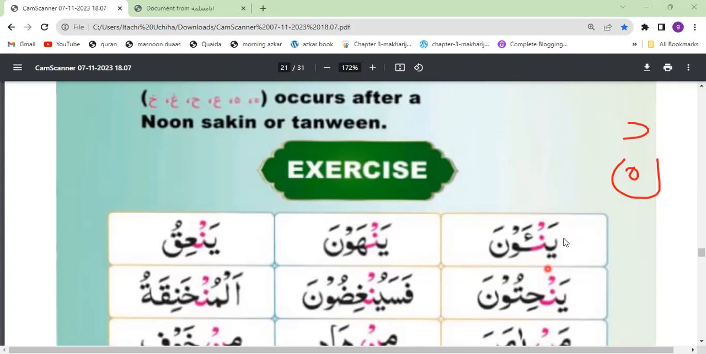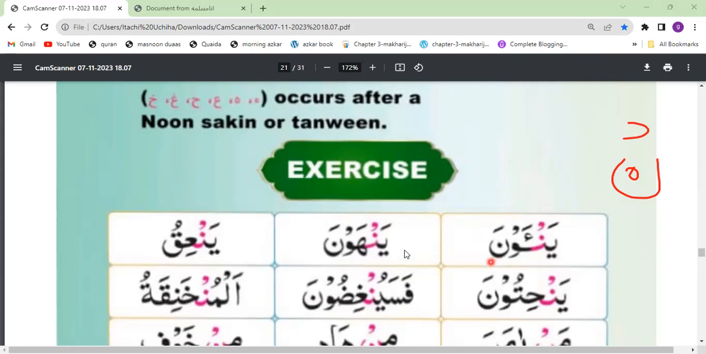So over here, what we did was we joined the ya with the noon, making it very clear. Yan. Why are we pronouncing it clear? Just because, can you tell me which letter is present after the noon? As a throat letter, a hamza. It is a hamza. It is one of the throat letters. Now it says you can pronounce the noon with a clear sound. So we have to say it yan aun.